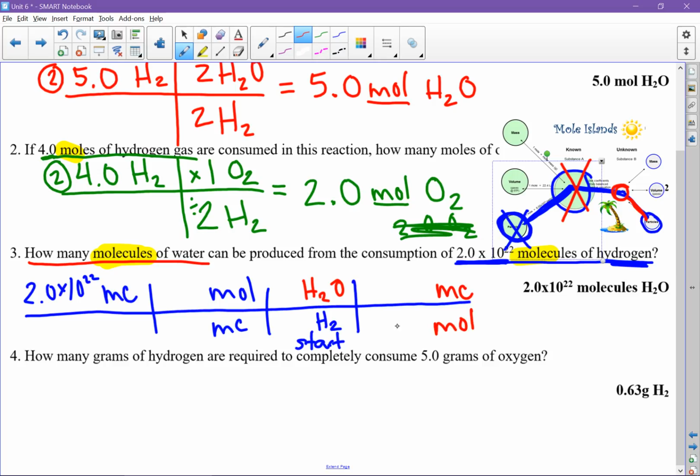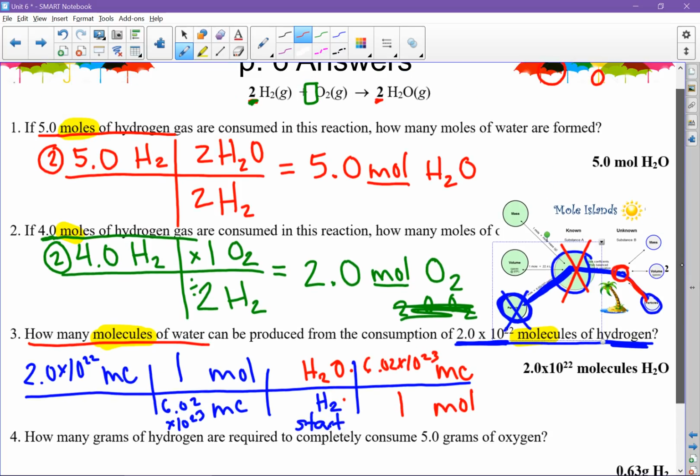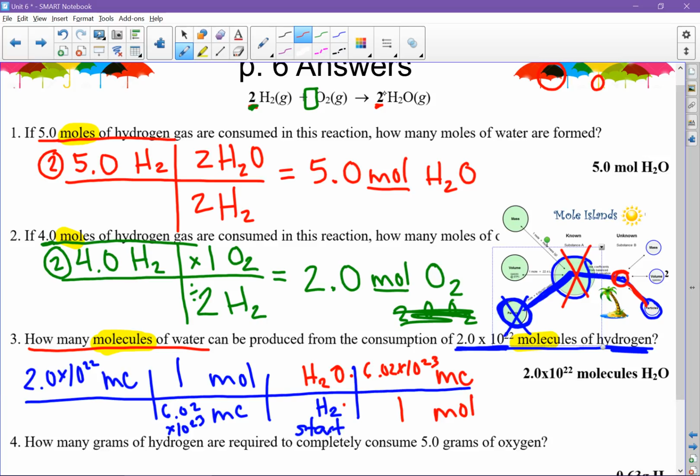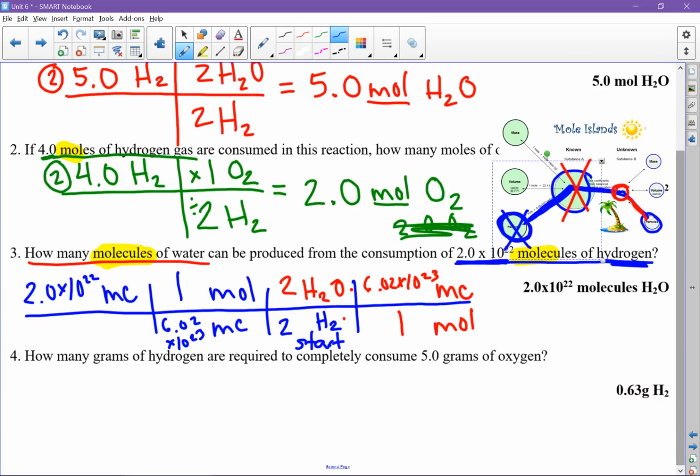Now you just have to fill in a number. Wherever you've written mole, you know to put a 1. Molecules uses Avogadro's number, 6.02 times 10 to the 23rd. Where you've got these two chemicals in the middle, use the coefficients. So sneak back up to your reaction. H2O has a 2 in front of it, and H2 also has a 2 in front of it, so that will go there. Then you have to put this whole thing into your calculator.